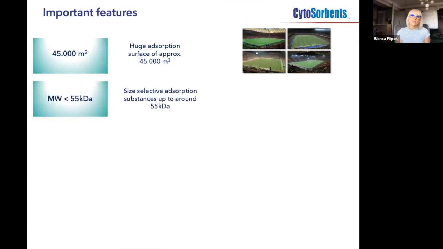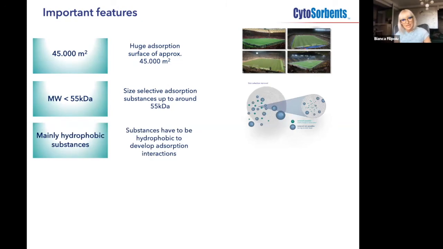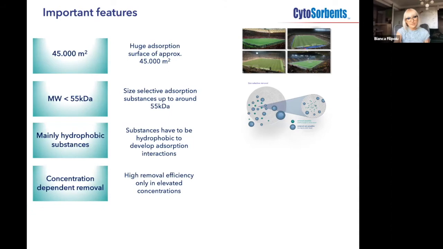Another important thing related with Cytosorb is that this column is able to absorb substances with a molecular weight of less than 55, 60 kilodaltons, no more than that, because it's really, really important to keep albumin inside of the blood, and albumin has a molecular weight of 64, 65 kilodaltons. And Cytosorb does not affect the level of albumin. Another important thing is that Cytosorb removes mainly hydrophobic substances. So those substances targeted by Cytosorb are not the same ones which are targeted by CRRT or by hemodialysis, but the other ones which are not soluble in water.